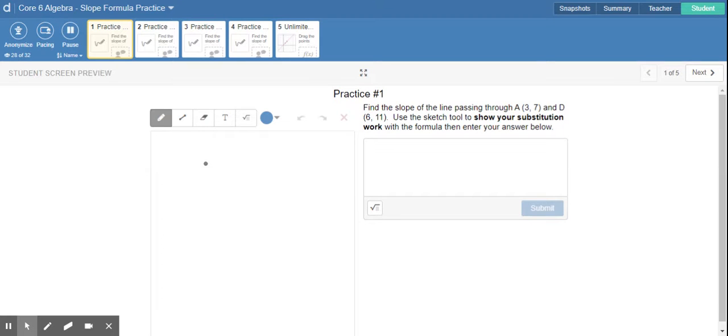All right, in order to do this practice, we need the slope formula. So here it says, find the slope of the line passing through A, 3, 7, and D, 6, 11. Use the sketch tool to show your substitution work with the formula, then enter your answer below.